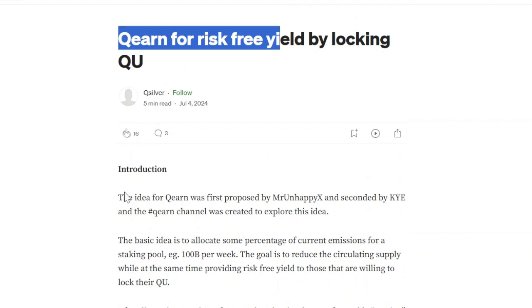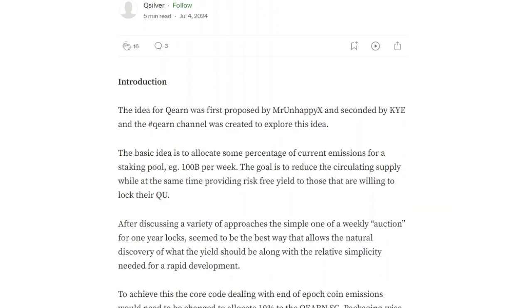But anyway, this is from one of the developers that works in Qubic, by the way. He's a decentralized developer because he's kind of working on his own things, and he develops the Qubic DEX. So the idea for Qearn was first proposed by Mr. Unhappy X and seconded by KYE, and the Qearn channel was created to explore this idea. The basic idea is to allocate some percentage of current emissions for a staking pool, e.g. 100 billion per week. The goal is to reduce the circulating supply while at the same time providing risk-free yield to those that are willing to lock their Q.